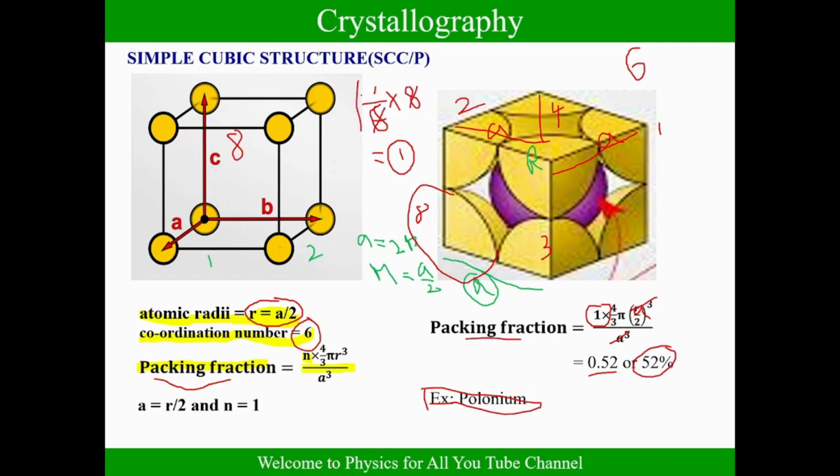In the case of simple cubic structure, each and every corner atom is shared by 8 adjacent unit cells. Therefore, the share of each corner atom becomes 1 divided by 8. Similar atoms are 8, so 1 divided by 8 into 8 is equal to 1. So after sharing with the neighboring atoms, only one atom is present in this SC structure. Now substitute n is equal to 1, r is equal to a divided by 2 and calculate this value. We will get 0.52 or 52%. An example for the simple cubic structure is polonium.